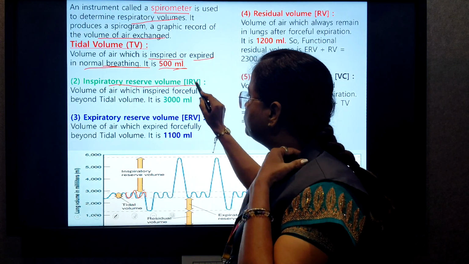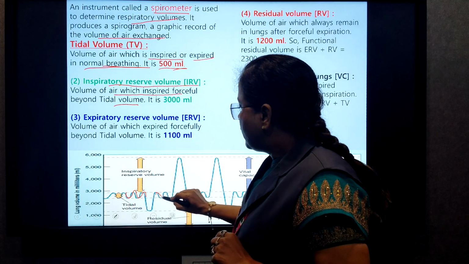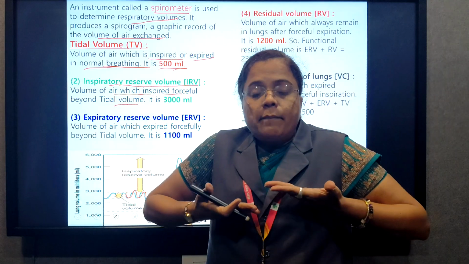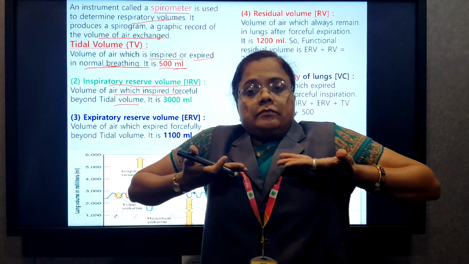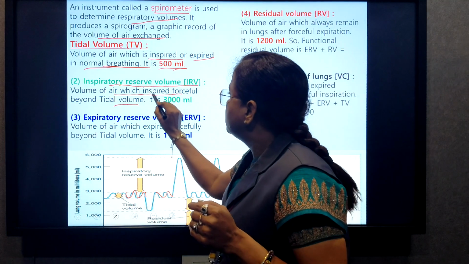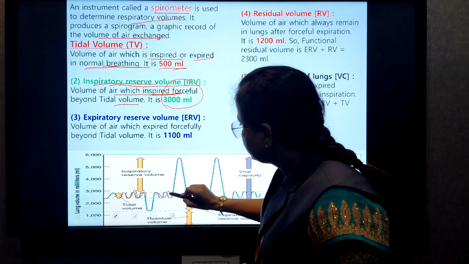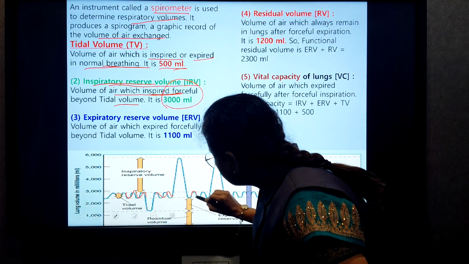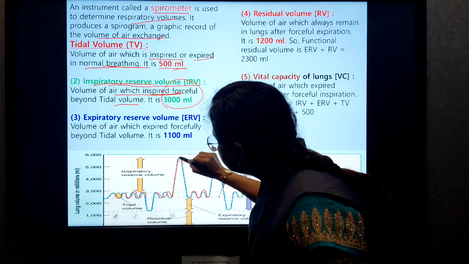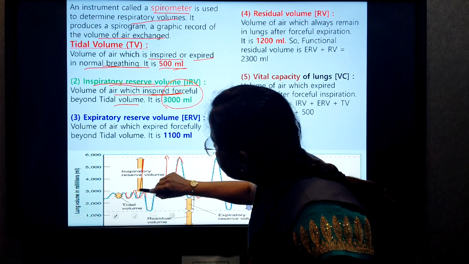Inspiratory reserve volume is the volume of air which is inspired forcefully beyond tidal volume. Ramdev Baba says, take a jerk, take air inside maximally. So the intake of maximum or forceful air is the inspiratory reserve volume. It is 3000 ml. This is the normal breathing, inspiration, expiration. But this is the forceful inspiration, the inspiratory reserve volume.